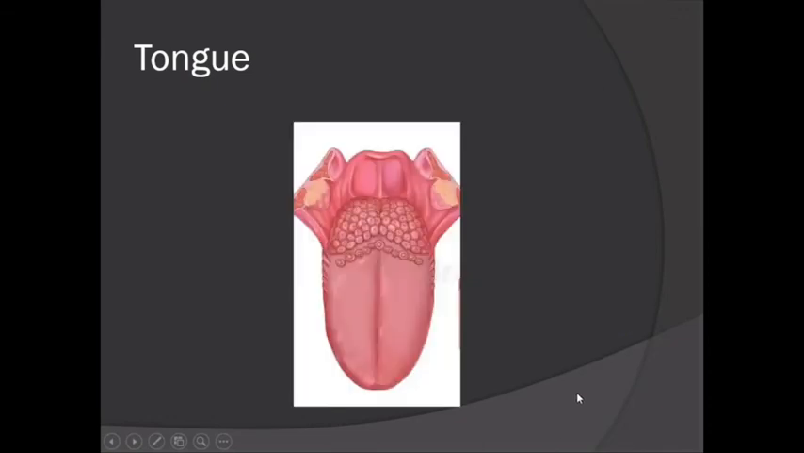Now let's go into the tongue more deeply. This is the tongue, this is the tip of the tongue, and this is the posterior border of the tongue.